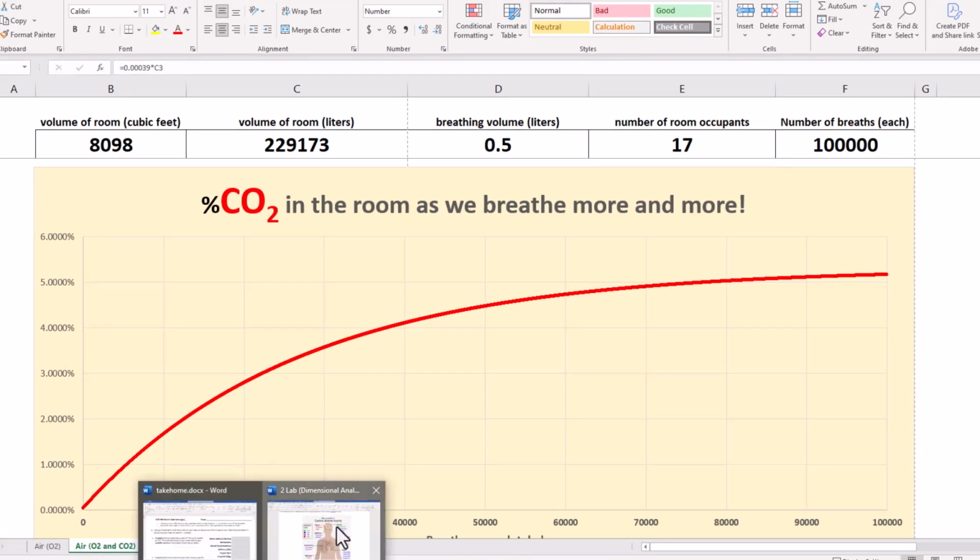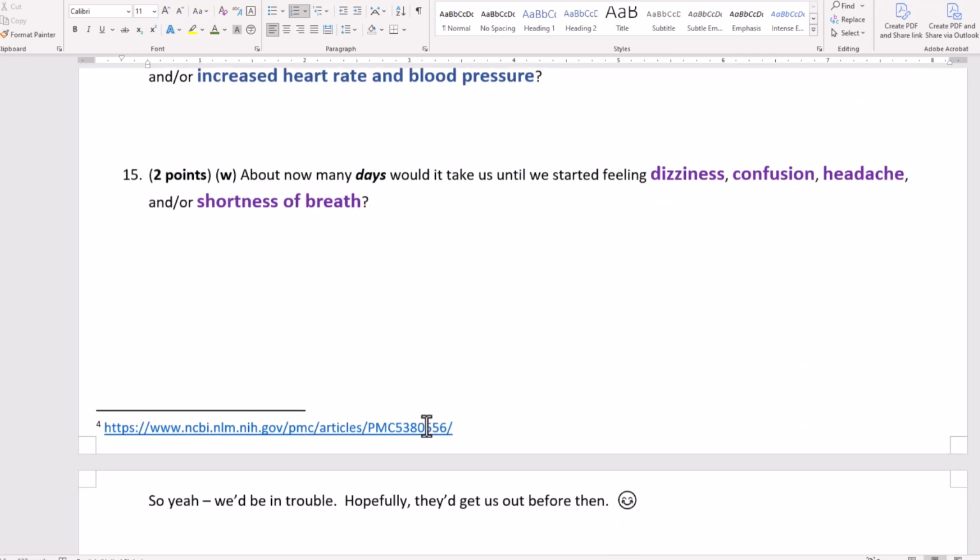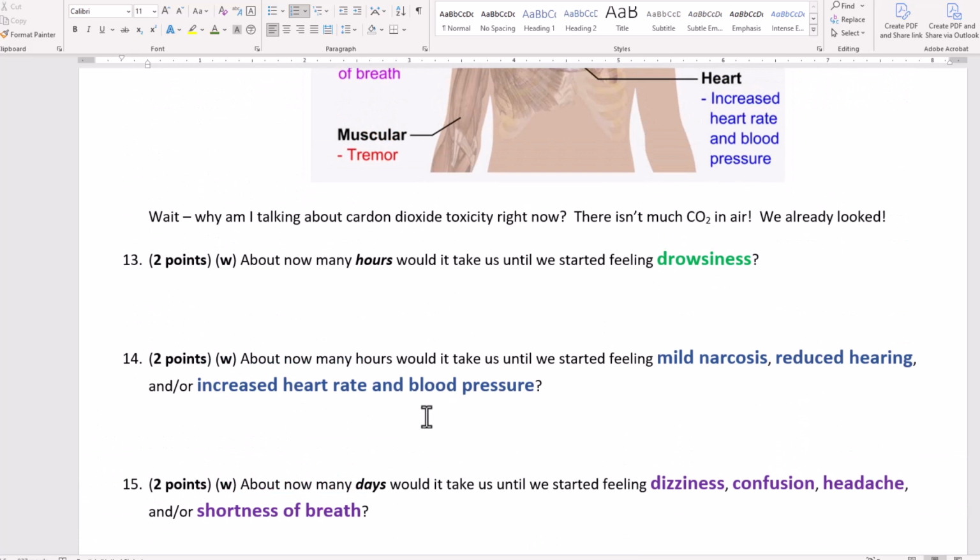Now, my question here is, how many hours will it take until we start feeling drowsiness? The first thing you have to do is figure out how many hours it will take us to draw 5,000 breaths, and I mean each of us. So remember our breathing rate: 840 breaths per hour. How many hours will it take until we start feeling drowsy? That's number 13. I'm going to introduce 13, 14, and 15 because they're the last three questions, and then we'll set you loose on those.